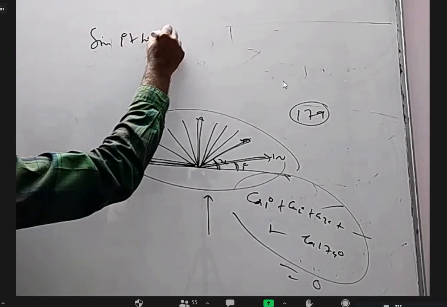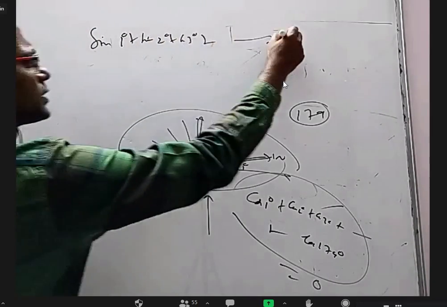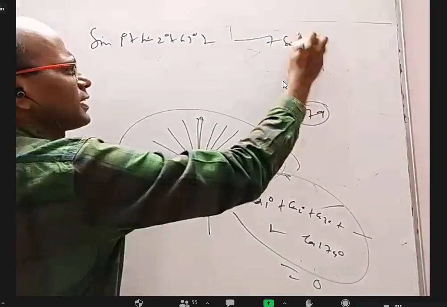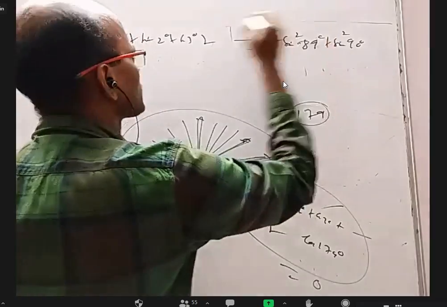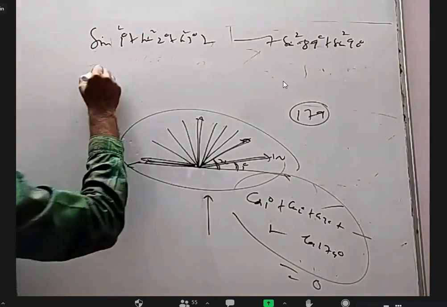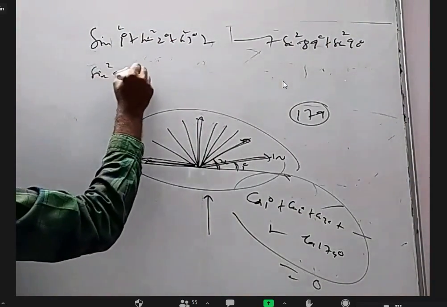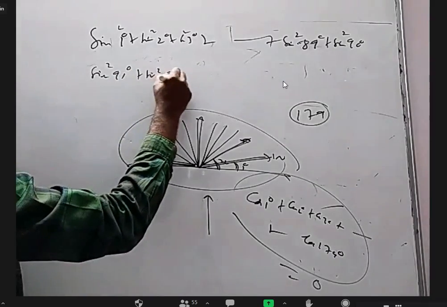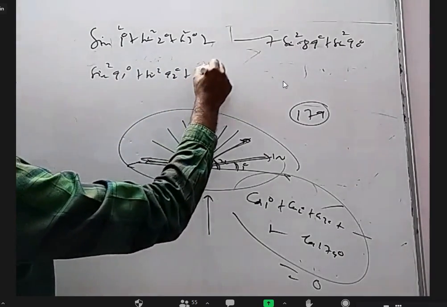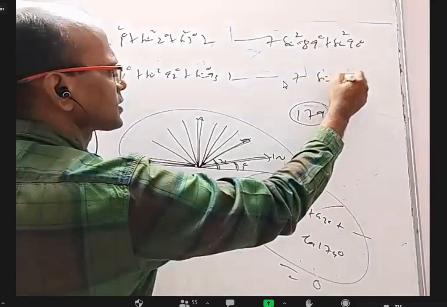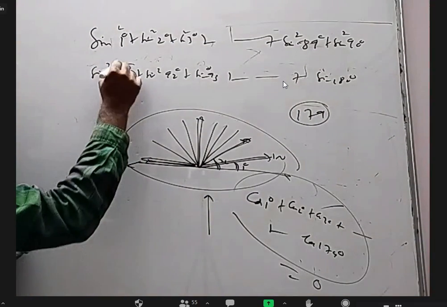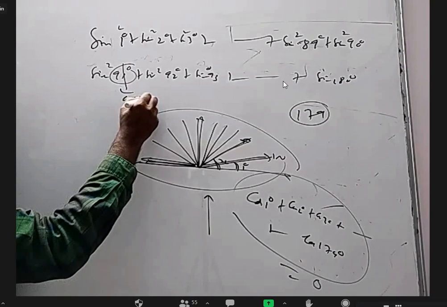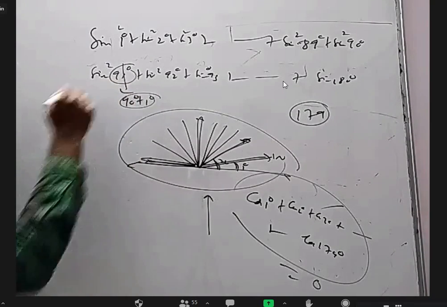Sin 1 degree, sin 2 degrees, sin 3 degrees, up to sin 89 degrees plus sin 90 degrees. It's all squared. Keep it like that only. Next, sin 91 degrees, sin 92 degrees, sin 93 degrees, up to sin 180 degrees. These are the terms. This 91, I can write as 90 degrees plus 1 degree. What is sin of 90 plus theta?